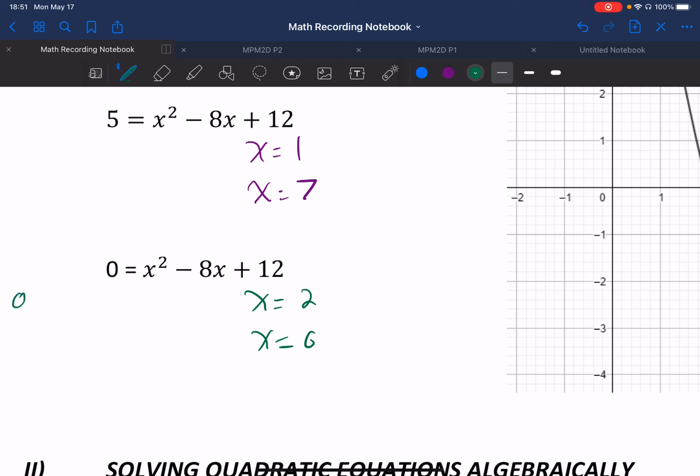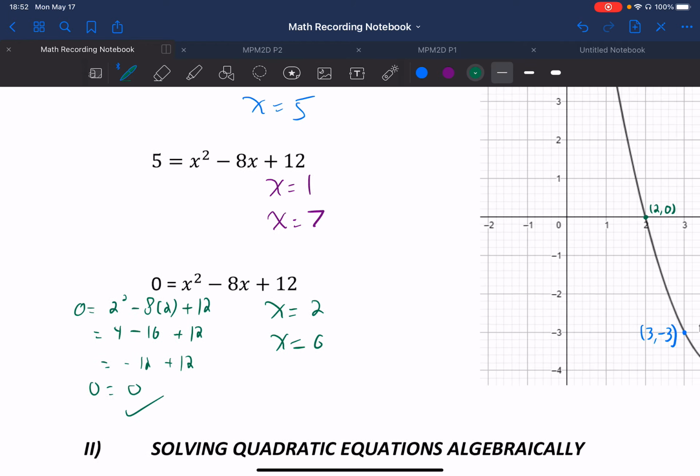So we have 0 equals, we're going to replace all of our x's with 2, so 2 squared minus 8 bracket 2 plus 12. We get 4 minus 16 plus 12. We get -12 plus 12. And we notice that 0 equals 0, so that works.